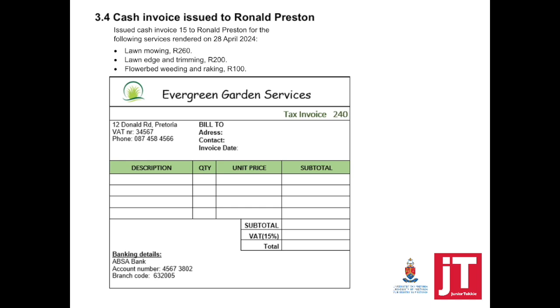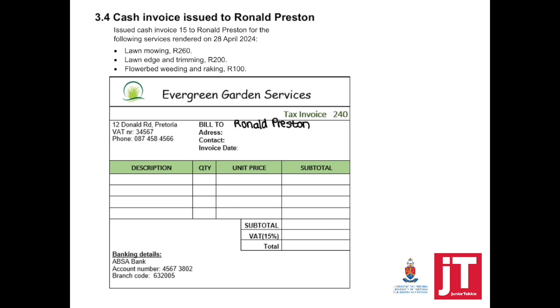Transaction number 5, question number 3.4. Issued a cash invoice number 15 to Ronald Preston for the following services rendered on 28th of April 2024. So now that's why you would see the cash invoice looks different from before, because now Evergreen Garden Services has issued this to the customer, Ronald Preston. And now we're going to list, but what was the services that we've rendered?